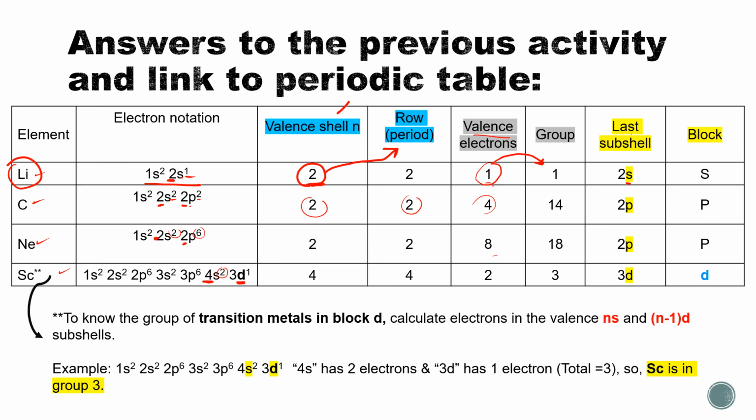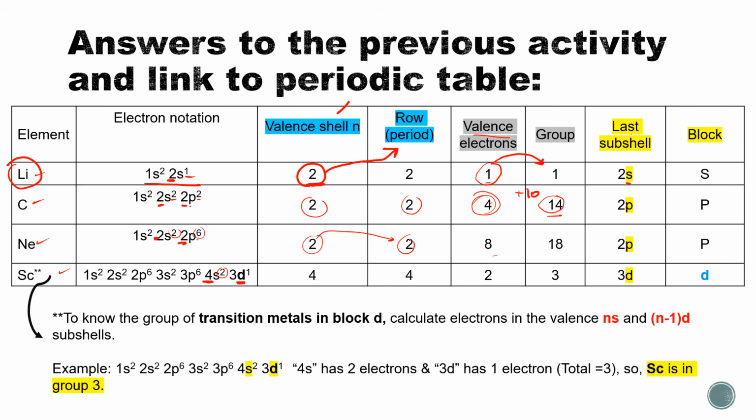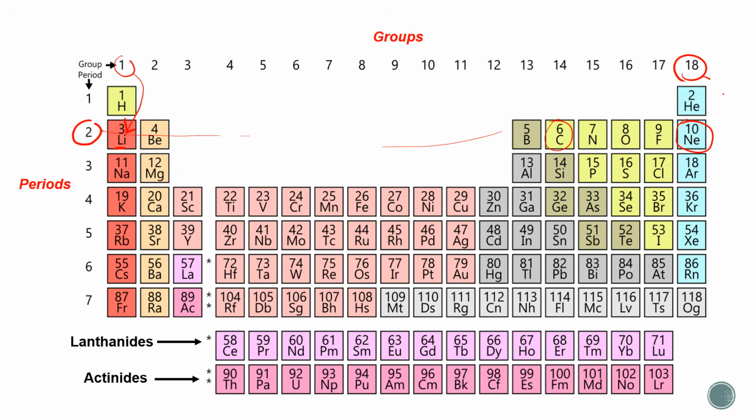Now, the valence electrons for carbon are 4, and the group is 14. Okay, we'll see why we added 10 to it. So we added 4 plus 10, which gives me 14. Okay, so keep that in mind. And neon is in period 2 because the valence shell is 2. Here's neon, it's also 2. And the number of valence electrons is 8. So 6 plus 2 is 8. And if we add 10, the group is 18. So you can see here it's group 18.